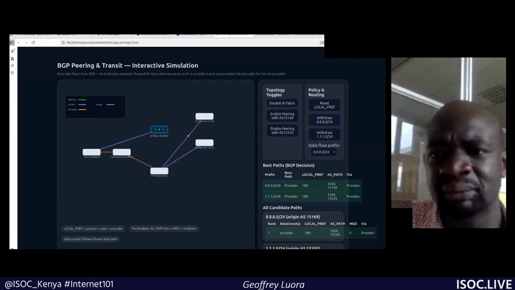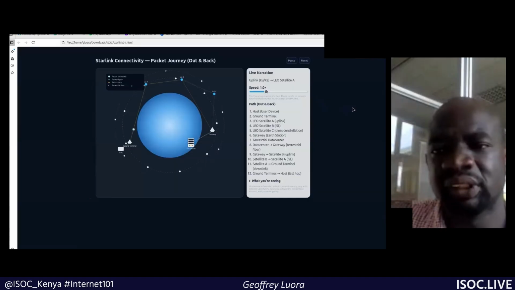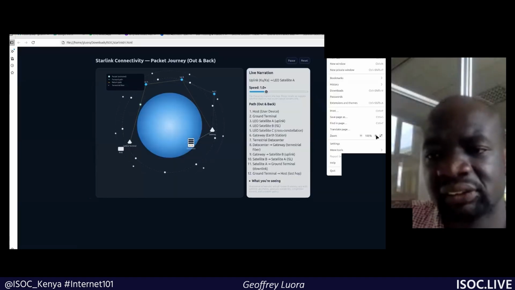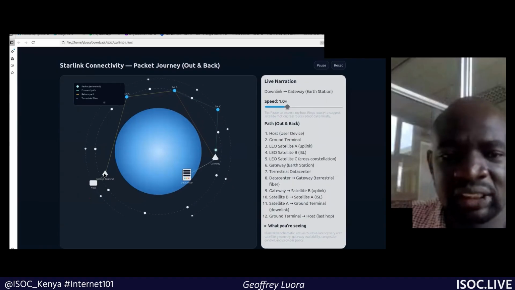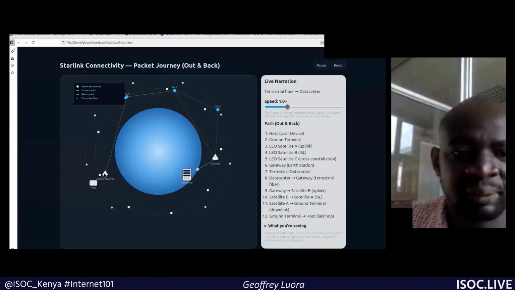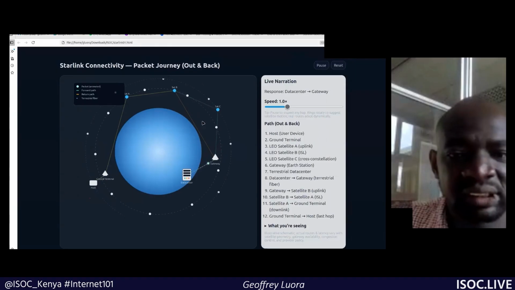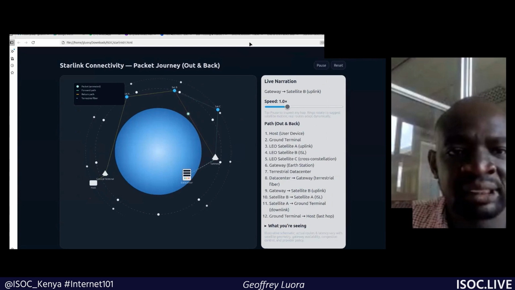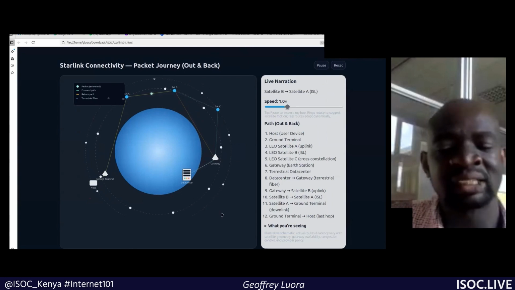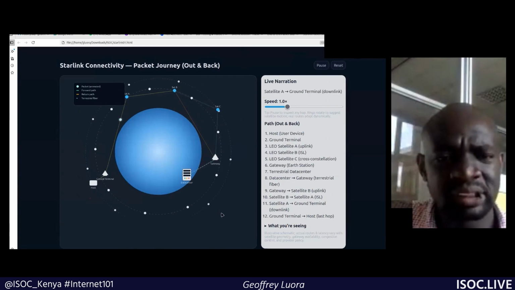So I'll share all these simulations. And so here it is for Starlink. This is you connected to that Starlink router that is facing space. And what's in space is a constellation of space stations that are orbiting the Earth in low orbit.